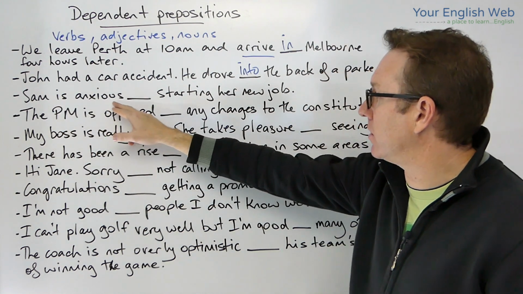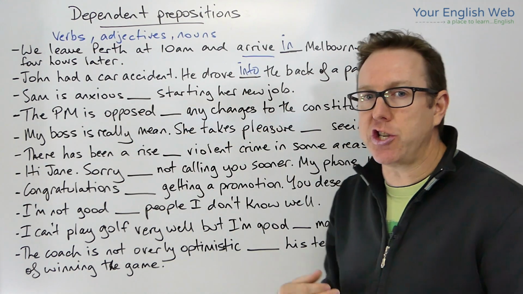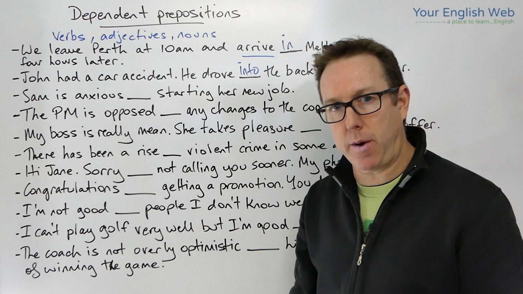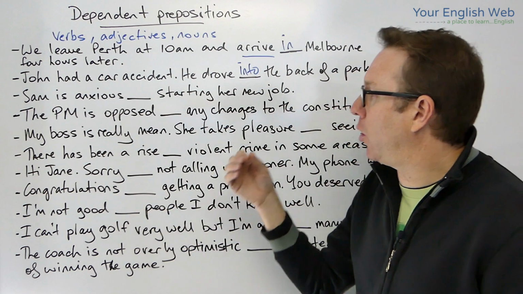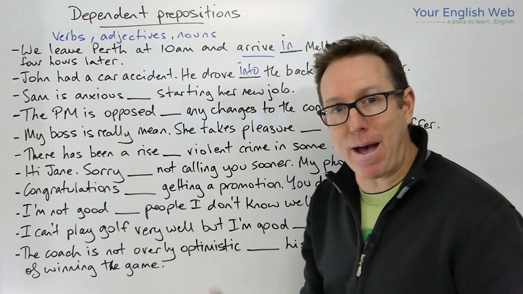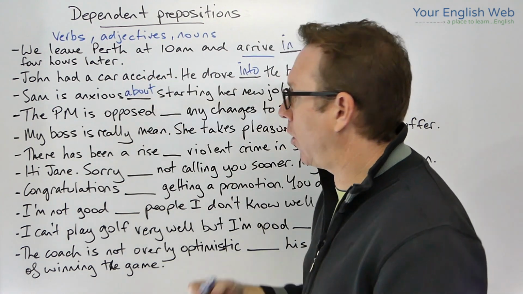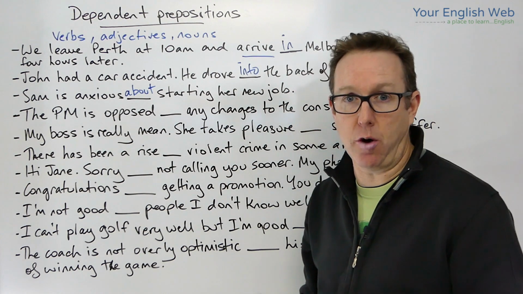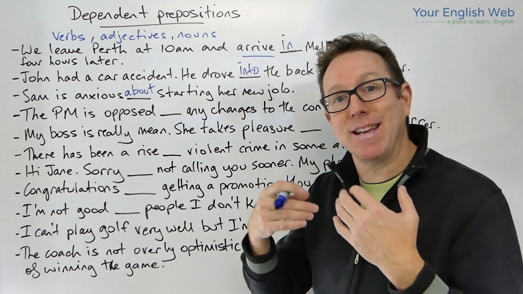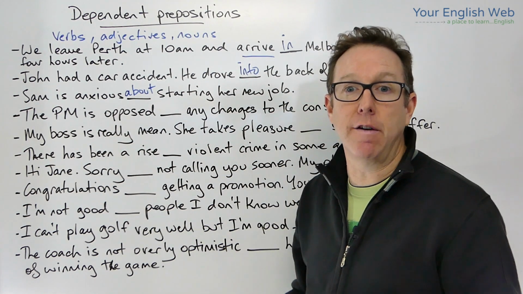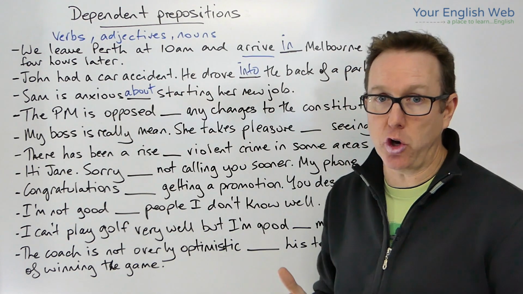The next one. Sam is anxious, preposition, which one? Starting her new job. She's anxious. Which preposition would we use here, do you think? So you're anxious about something. You're anxious about starting a new job. You're anxious about visiting a place. You're anxious about seeing somebody that you haven't seen for a long time. So anxious about starting her new job.